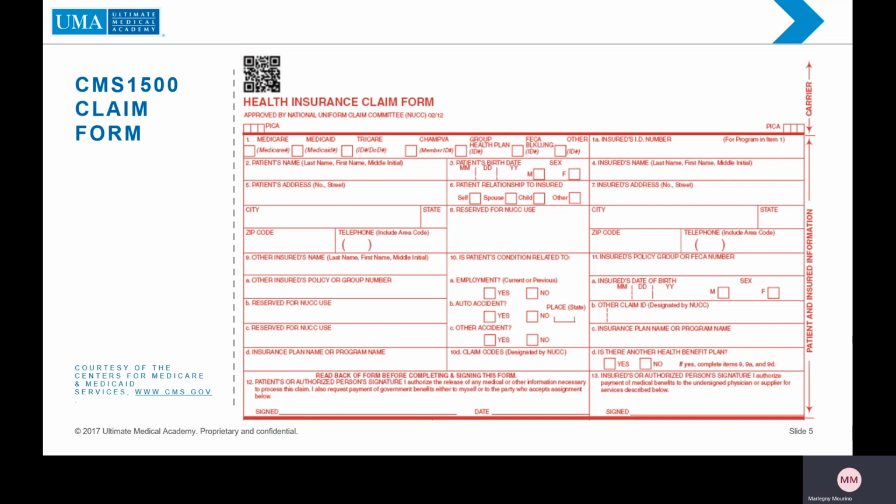Form locator number 4, insured's name. Form locator number 5, the patient's address. Form locator number 6, patient relationship to the insured. So in number 6, you have self, spouse, child, or other. Form locator number 7, the insured's address. Number 8, you enter the patient status. Number 9, or form locator number 9.